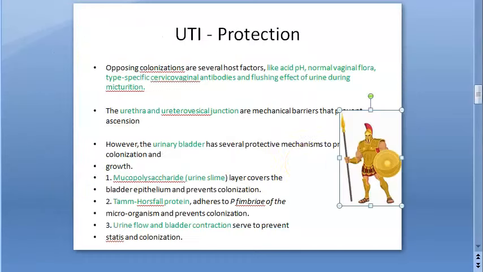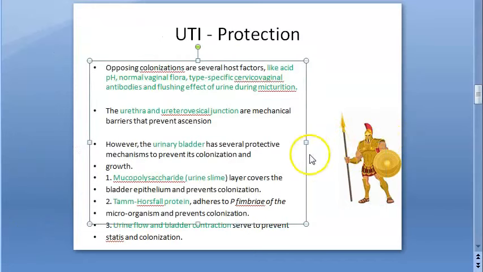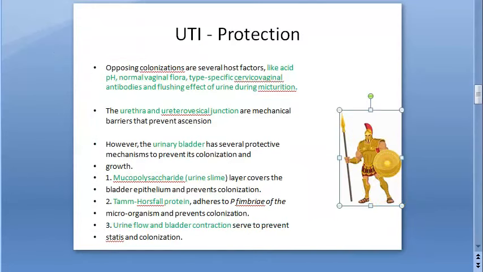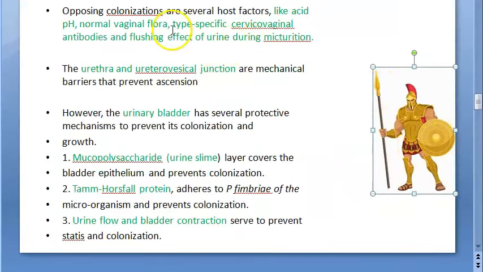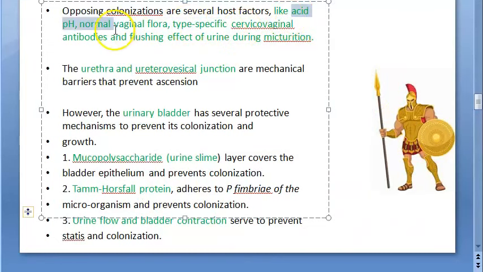Okay. We have a lot of mechanisms in our body that can protect us from urinary tract infections. Let us look at this: the acidic pH, our normal vaginal flora, cervico-vaginal antibodies, the flushing effect of urine when you urinate, right? All these are going to oppose bacterial colonization. Also our urethra and our uterovesical junction become mechanical barriers to prevent the ascending bacteria.